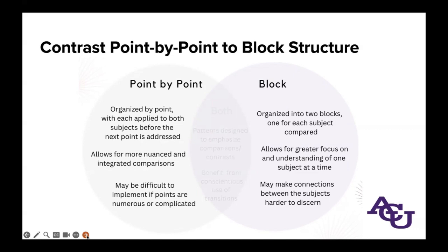So the way we've just presented the information in this Venn diagram actually echoes the presentation of point-by-point structure. We addressed one point at a time for both subjects before we moved on to the next point. However, we can also use this Venn diagram to illustrate block structure, because I could discuss all the points down the left side of the diagram to explain my first subject, which in this case was point-by-point structure. And I could discuss all the points down the right side of the diagram to explain my second subject. If I went down the left side and then down the right side, I'd create two blocks in my paper if this were my topic.